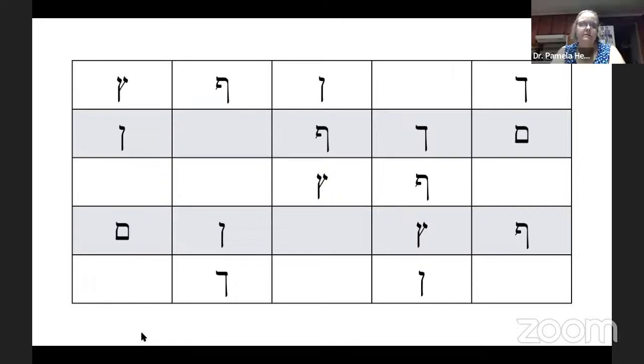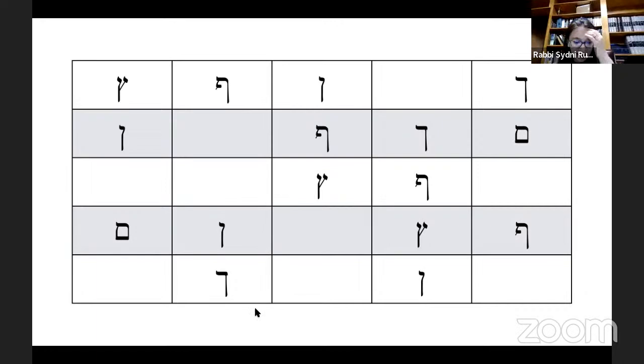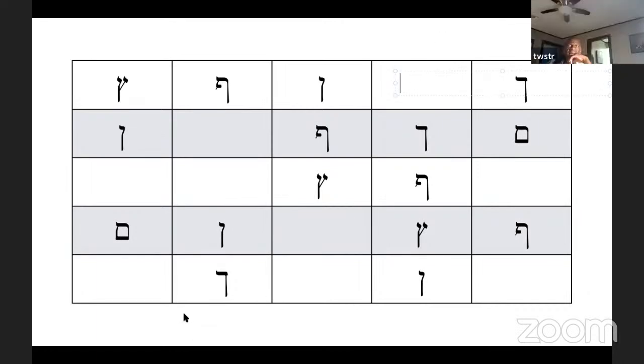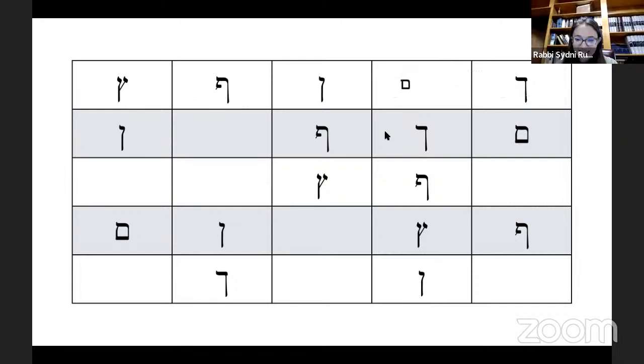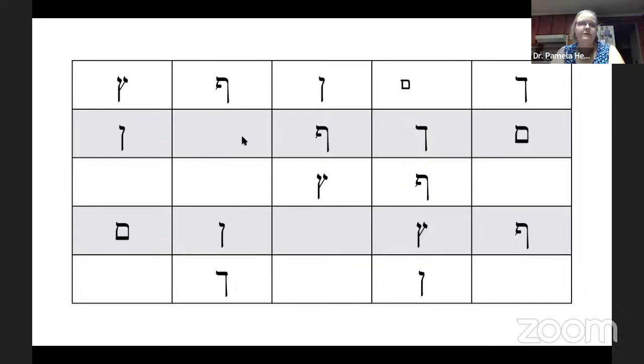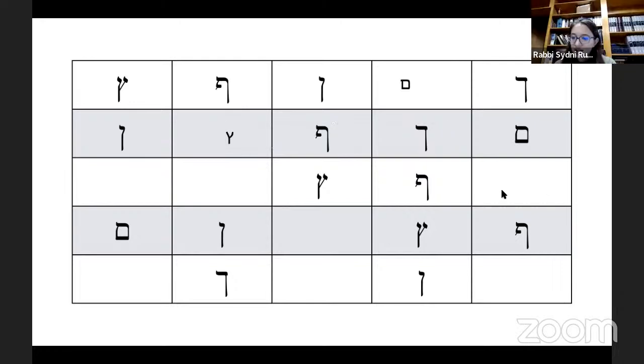Great work. All right. So what did we come up with? What's the letter missing on the top line? It was a Mem Sofit. Nice. How about the second line? Sadi Sofit. Great. And then how about this space?